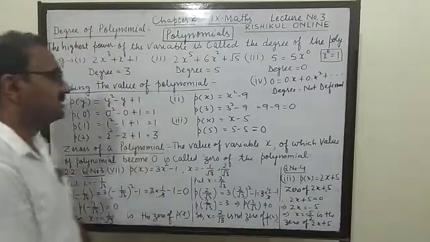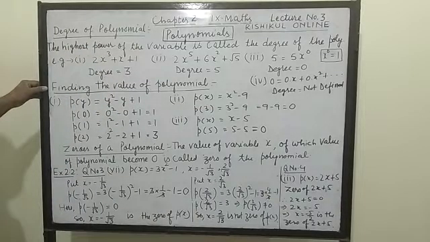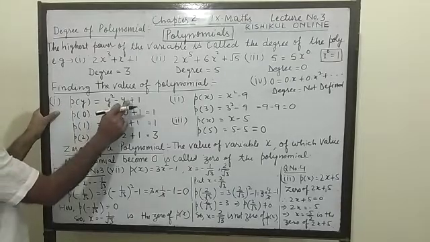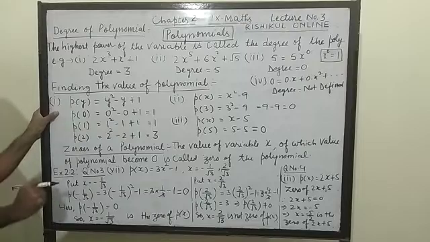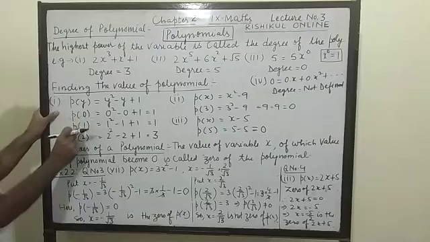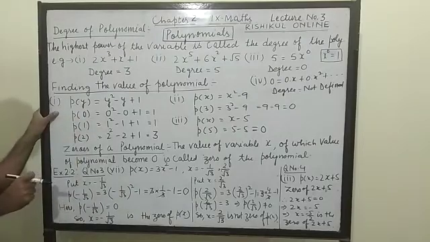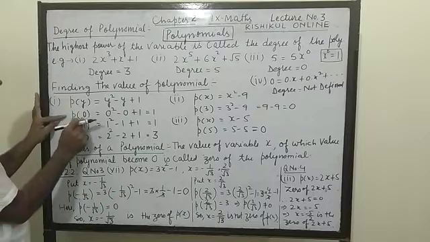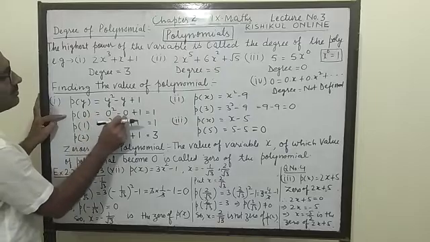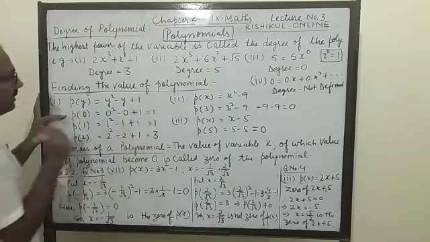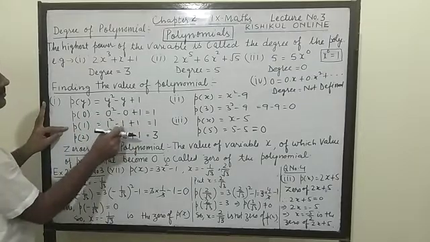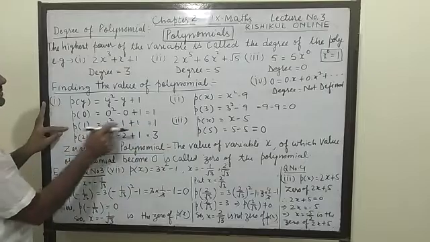Very important: finding the value of a polynomial. First, see p of y equal to y square minus y plus 1. It is a polynomial. How can you find the value of this polynomial at y equal to 0, y equal to 1, y equal to 2? You put 0 in place of y first: 0 square minus 0 plus 1, it will be equal to 1. P of 1 is 1 square minus 1 plus 1, which is 1.